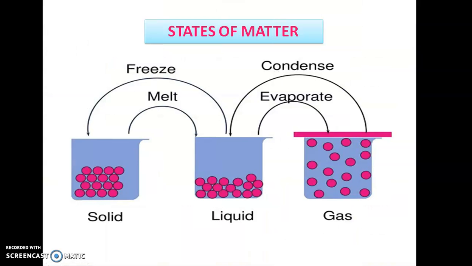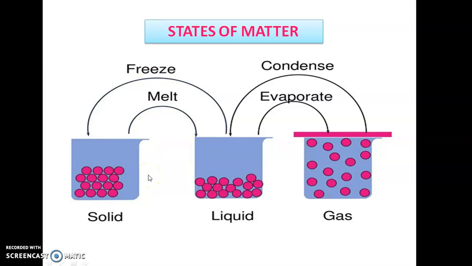Now we see the states of matter. There are three states of matter: solid, liquid and gas. They are interconvertible. Solid converted into liquid, the process is called melting. When liquid is converted into gas, the process is called evaporation. Reversely, gas converted into liquid, the process is called condensation, and liquid converted into solid, the process is called freezing.